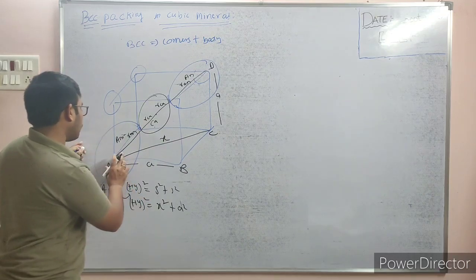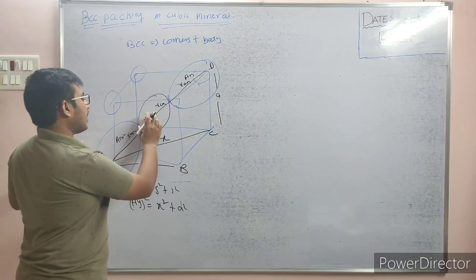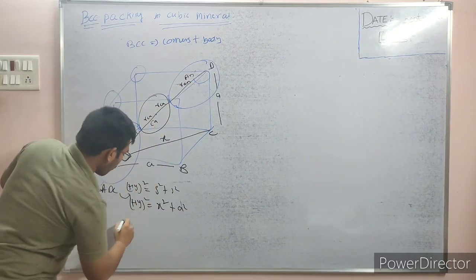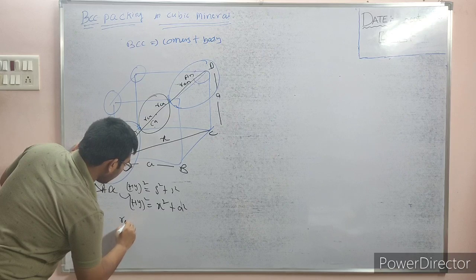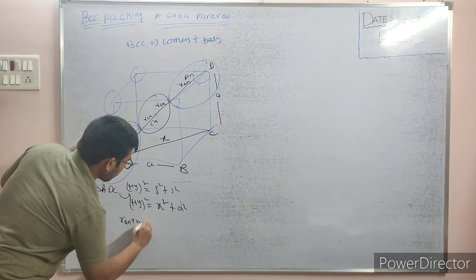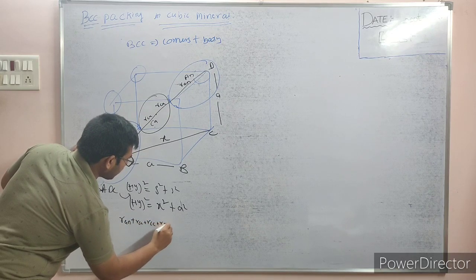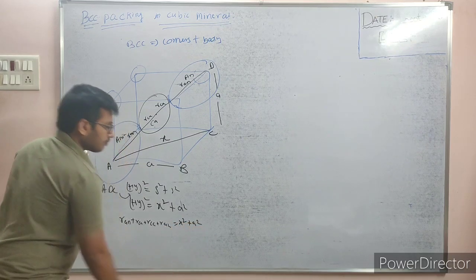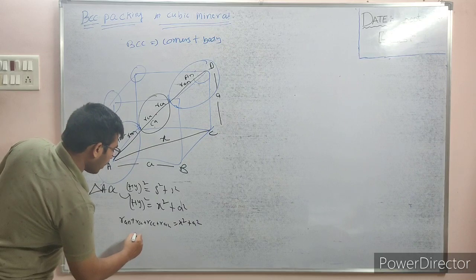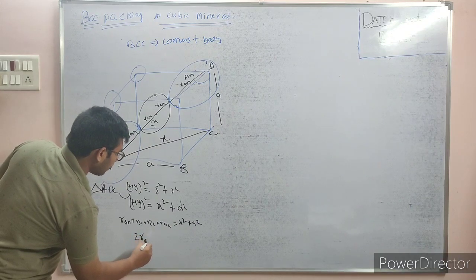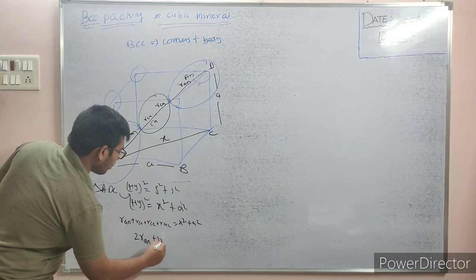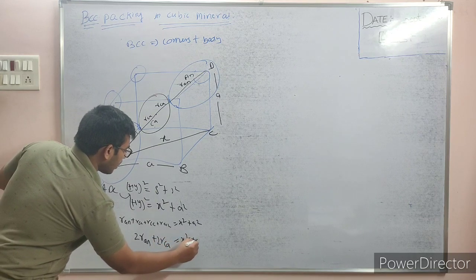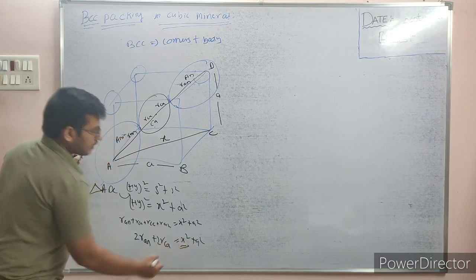So we know that hypotenuse will be radius of anion plus radius of cation plus radius of cation plus radius of anion. So how will you write? Radius of anion plus radius of cation plus radius of cation plus radius of anion is equal to x square plus a square. Okay, so how will you write? 2 into radius of anion plus 2 into radius of cation is equal to x square plus a square. We have to find x.